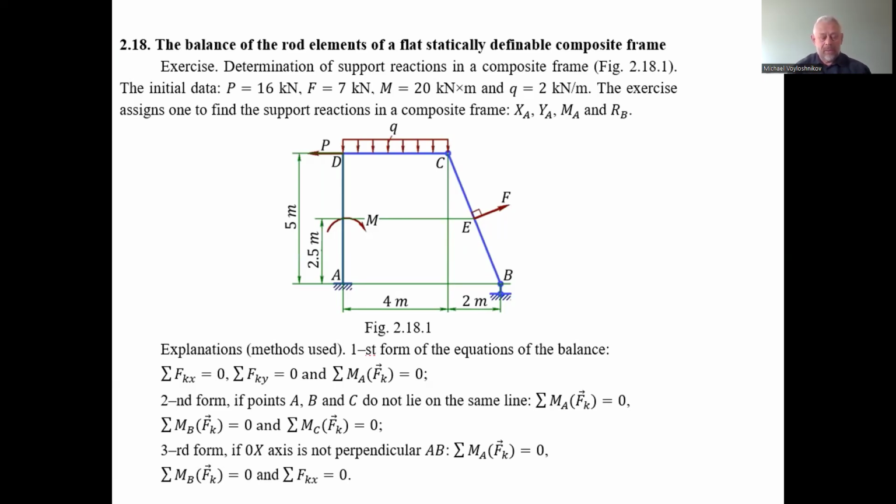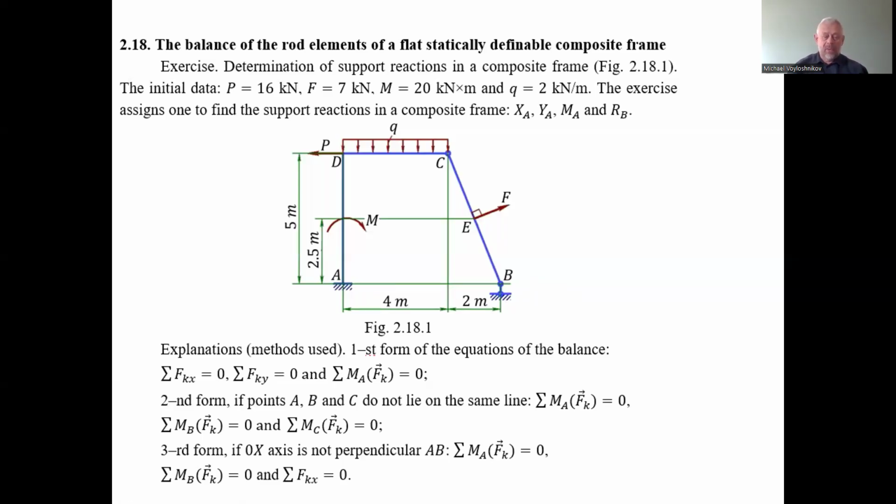The first option of the balance equation is equal to zero projections of forces on the axis. I just have to underline that we consider the flat state. So we are talking about the forces and the frame located on the plane. The plane has the coordinate system of abscissa axis and ordinate axis, so 0, x, y generally. The projections of all forces acting on the frame on the abscissa axis and on the ordinate axis have to be equal to 0 when we find the support reactions.